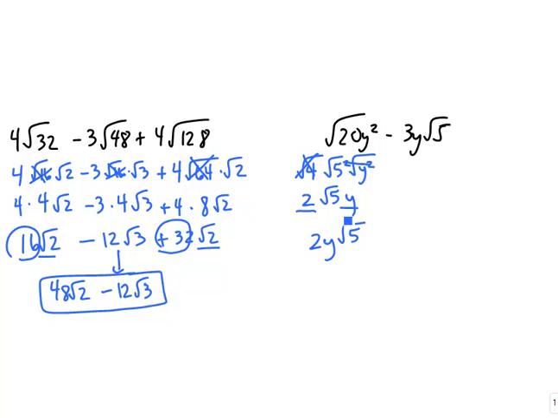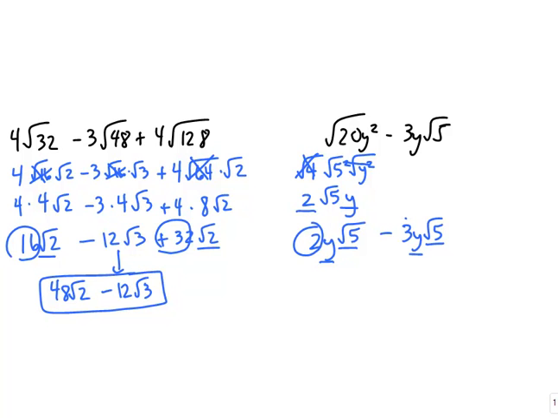So now this first radical is reduced. The second radical can be brought down, it's already reduced. And now we notice that we do have like terms. Not only must the radical parts match, but since we have variables, to have like terms, the variables must match exactly and have the same powers, which they do. They're both y to the first. So these are like terms.